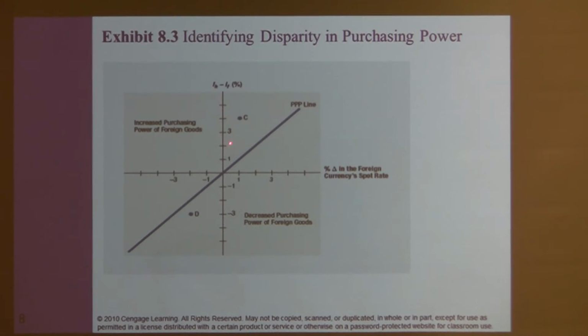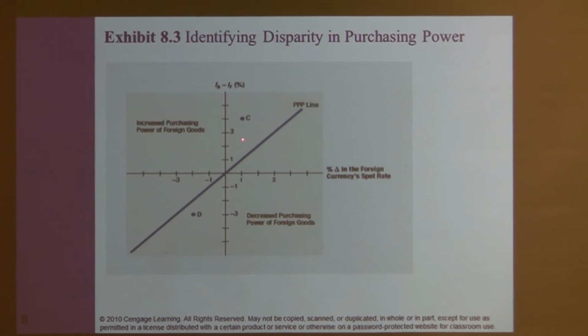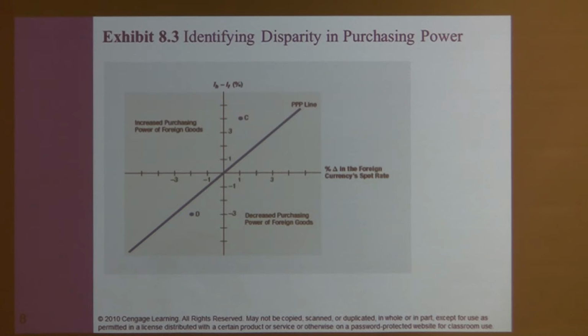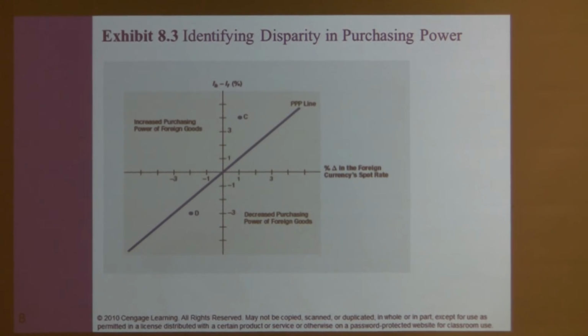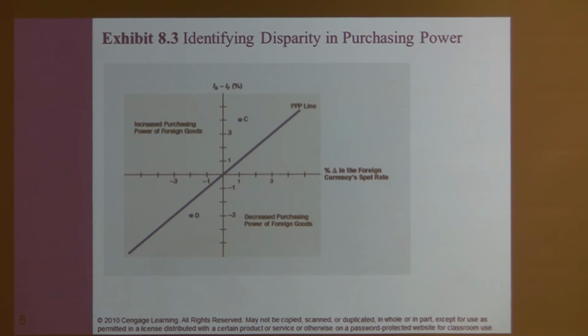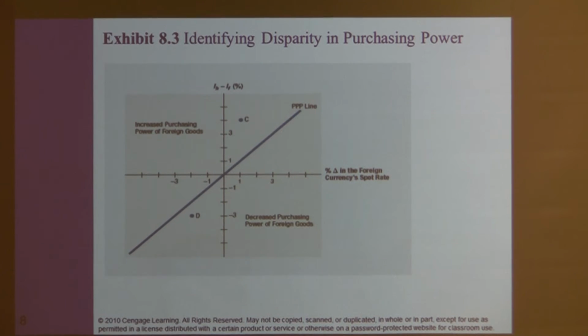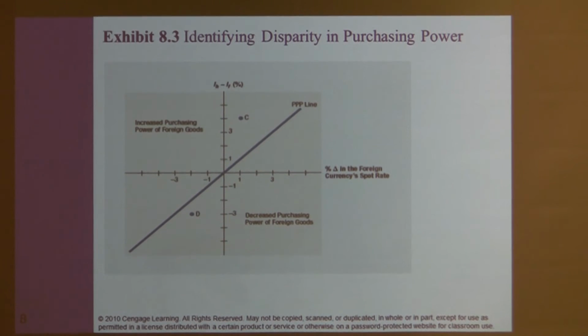But what we see here is that the change is only 1%. So rather than decline by 4%, the currency declined only by 1%. So that's a very good answer. What we are saying here is that C did not change as much as implied by the inflation changes.